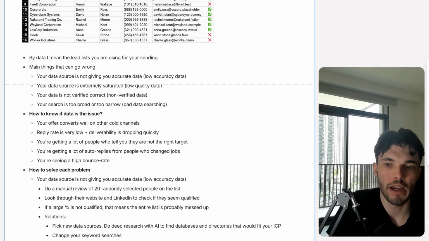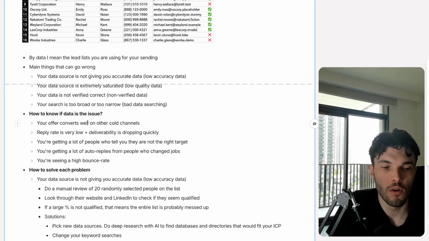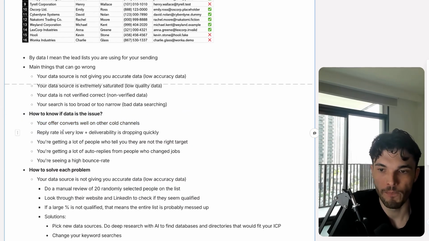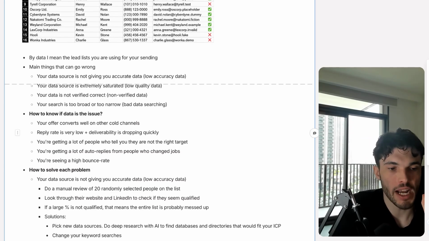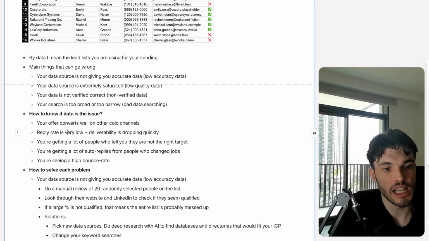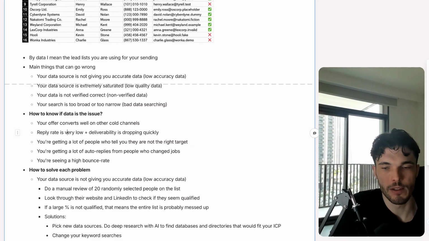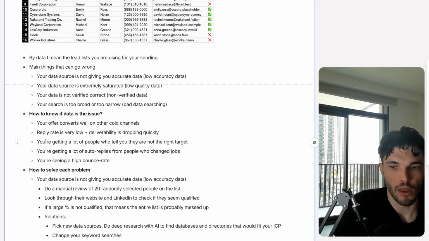So how do you know if data is the issue? One way to know, same as above, is that your offer converts well on other cold channels, right? That's always an indication that there could be issues with the data. Another is that the reply rate is low and deliverability is dropping quickly. Because once your reply rate drops because your data is bad, you're also going to get worse deliverability, and worse deliverability is going to result in fewer replies. So it's kind of like a death spiral almost, where if your data is not accurate, it's just going to ruin the infrastructure, and you're going to get no responses in the first place anyway. So that's another way to know it.